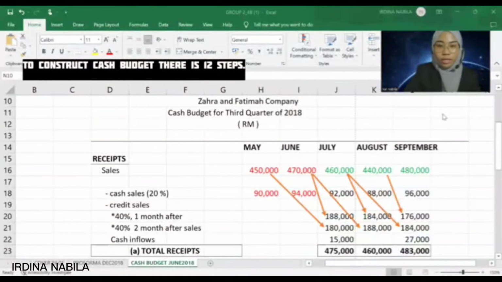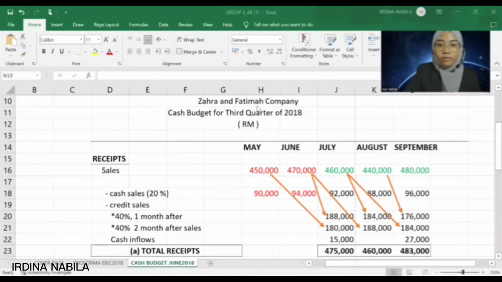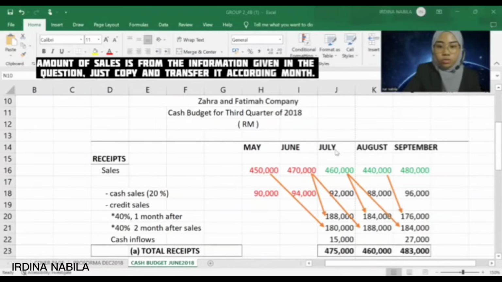Hi, I'm Nur Idina Nabila binti Haidi. This is the statement for Zara and Fatima Company cash budget for the third quarter of 2018. Sales: July is 460,000, August 440,000, September is 480,000.